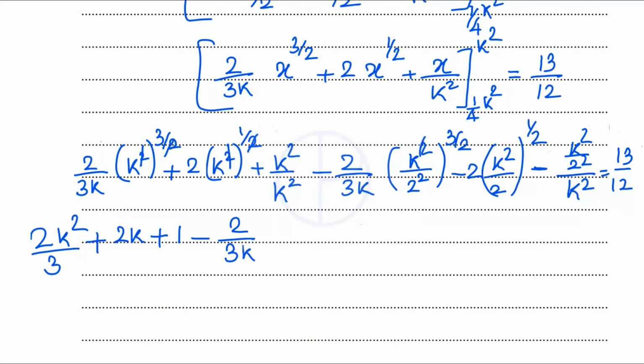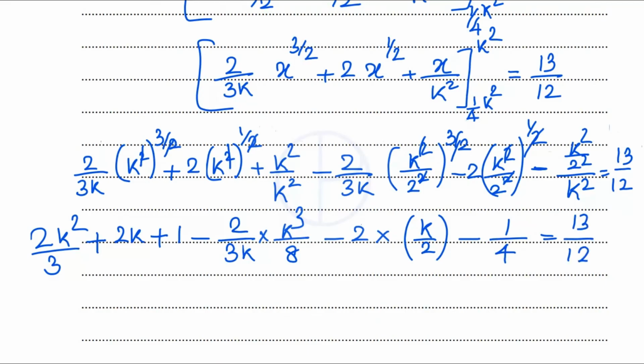multiplied by the square term gets cancelled, so k cube divided by 2 cube, which is 8, minus 2 times this square term gets cancelled, so we get k divided by 2, minus k and k gets cancelled, so 1 over 4, equal to 13 over 12.